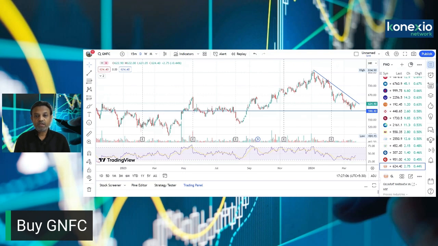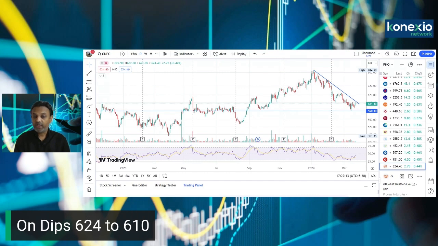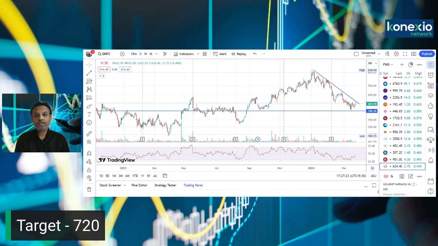So definitely one can accumulate, I mean to say, the long-term investors, swing traders, positional investors can accumulate the stock in the range of 624 and on corrections to 610 for an upside target of 720 in the long run. Long run means maybe more than 12 months.